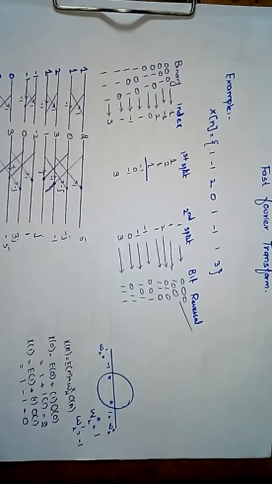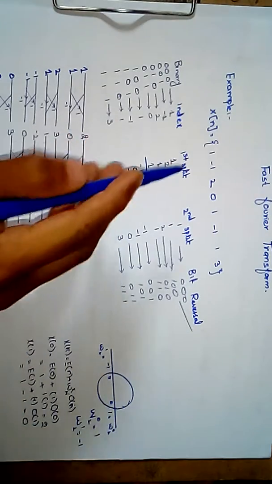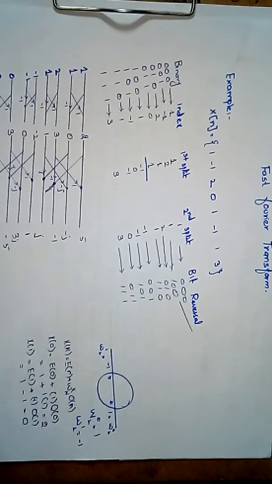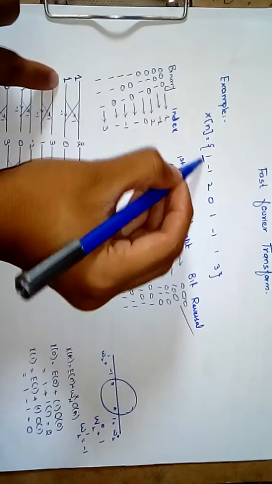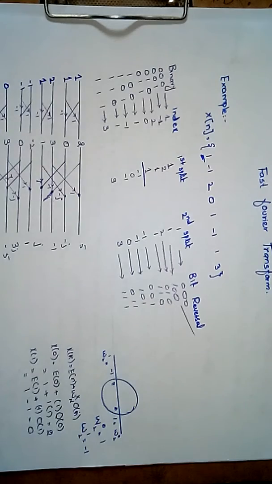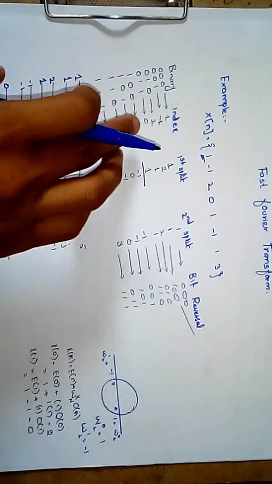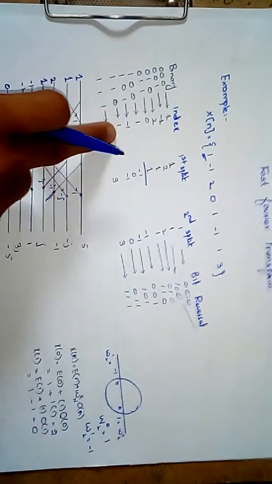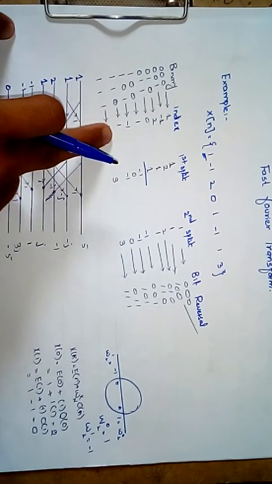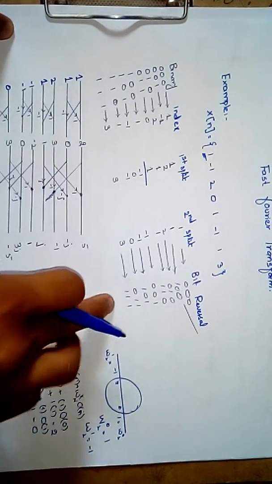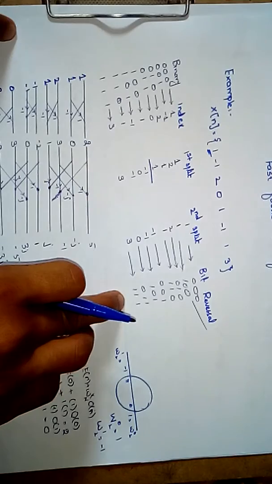So, starting from the example, I have the signal x of n equal to 1, minus 1, 2, 0, 1, minus 1, 1 and 3, in which the 0 index is at 1. This explains the index matching between the input sequence, and this explains the bit reversal process.